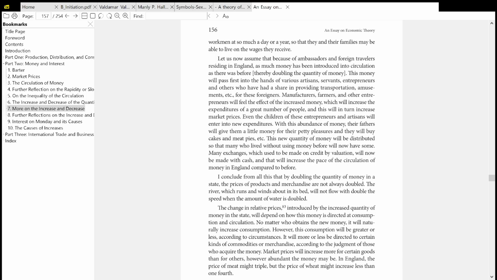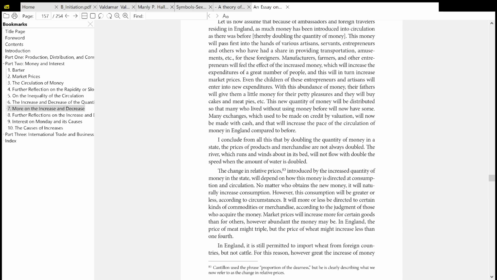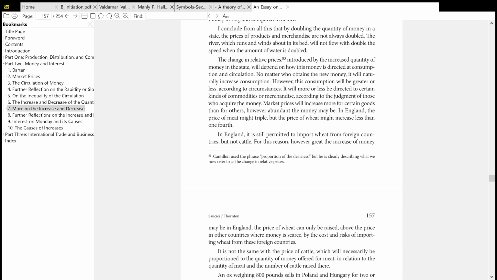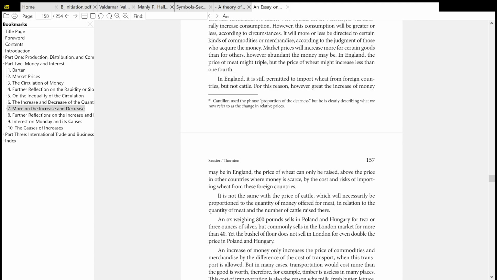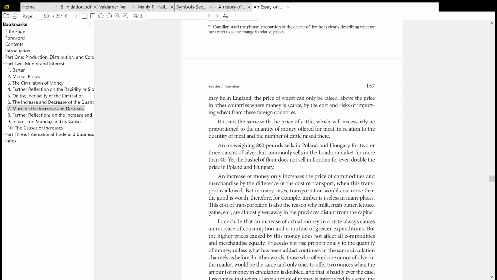However abundant the money may be, in England the price of meat might triple, but the price of wheat might increase less than 1/4. In England, it is still permitted to import wheat from foreign countries, but not cattle. For this reason, however great the increase of money might be in England, the price of wheat can only be raised above the price in other countries where money is scarce, by the cost and risk of importing wheat from these foreign countries. It is not the same with the price of cattle, which will necessarily be proportioned to the quantity of money offered for meat, in relation to the quantity of meat and the number of cattle raised there.